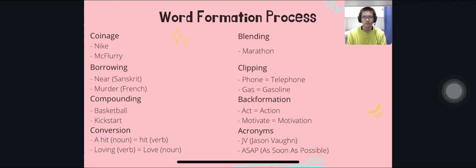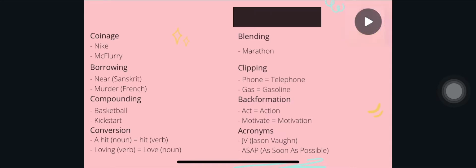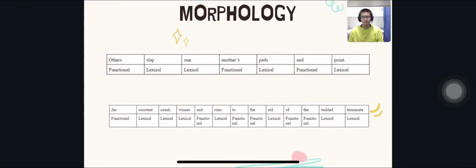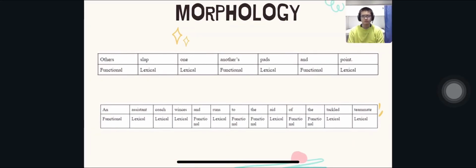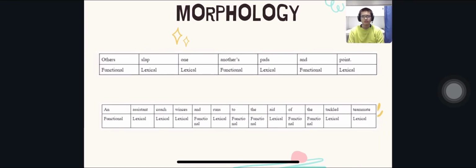I will be explaining about morphology. For morphology, I've personally picked out two sentences from the six examples that we have chosen from the article to explain. I'm going to start with the first one, which is: others slap one another's pets and point. In this sentence, we can see that the first word, others, is a pronoun, so it is considered a functional morpheme.